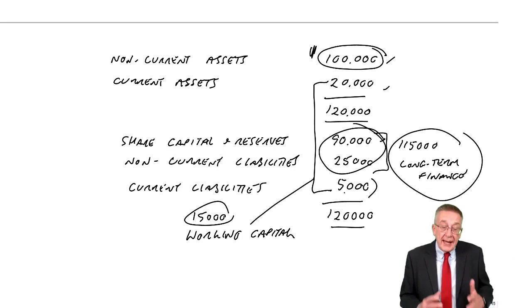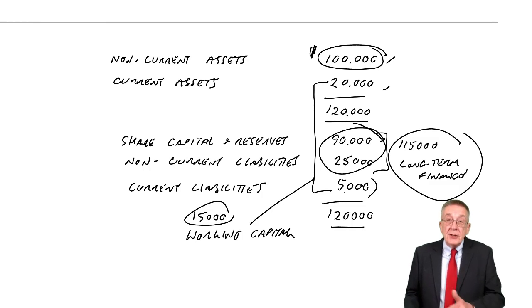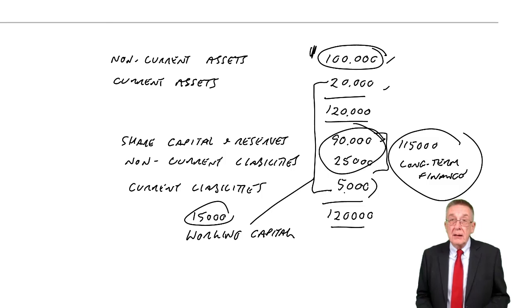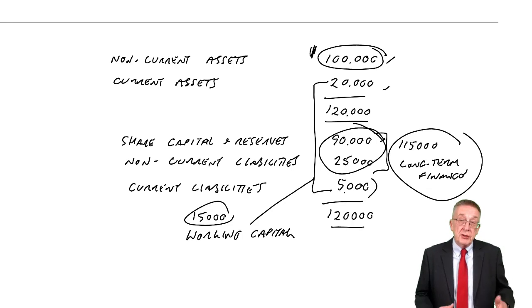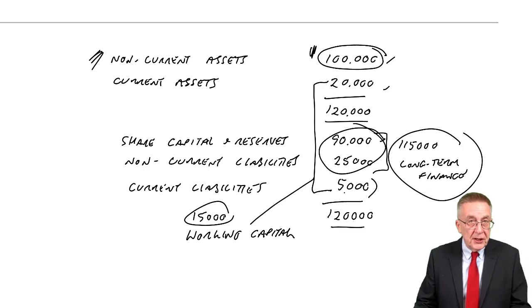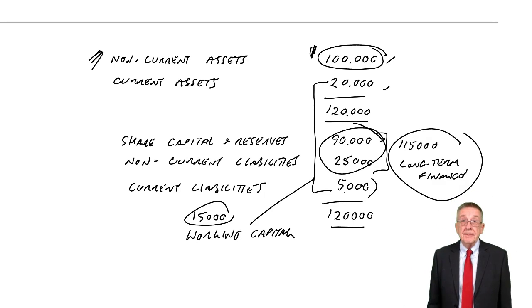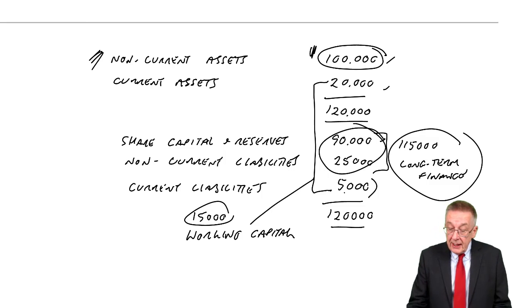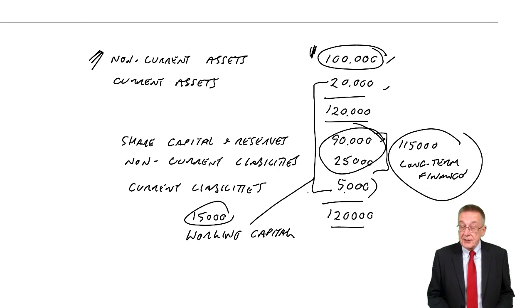The 15,000 has to be financed from somewhere. The question is, shall we use long-term finance or short-term finance, overdraft type finance? And it used to be the case that people said, oh, non-current assets, because they are long-term assets, they should be financed by long-term capital, whereas working capital, short-term assets, financed by short-term finance.